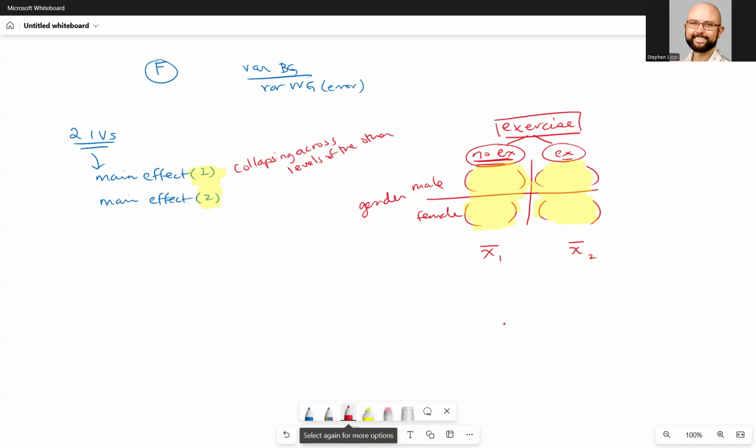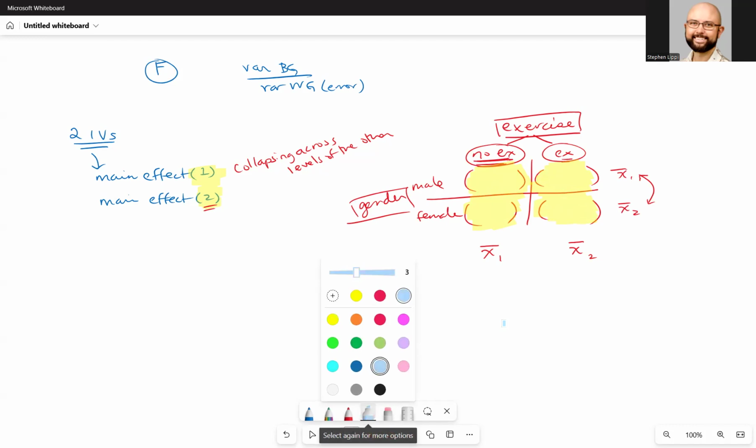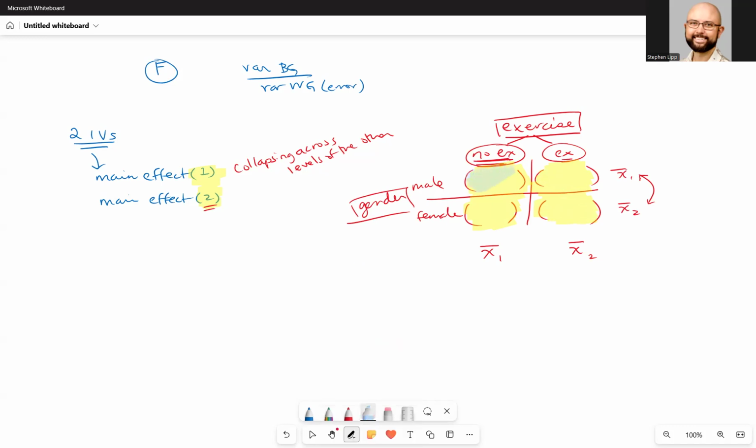Now, we're looking for the main effect of the second variable, gender. We're saying, is there a difference between male and female? So the mean of males, is this mean different than the mean of females? Now, using just a different color here, again, I can say level 1 of gender is male. It doesn't matter whether you're no exercise or exercise, you're still male regardless.